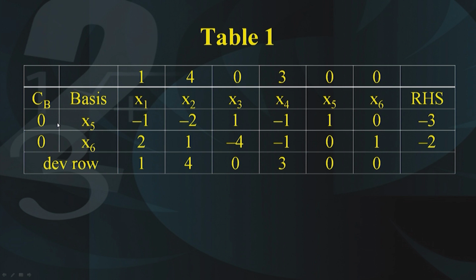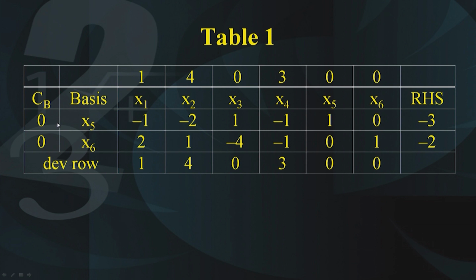So, now let us record all this information in this table. As I said, the basis is nothing but x5 and x6, and the coefficients of the objective function are 0 and 0 corresponding to x5 and x6. In the x1 column, we will write the entries minus 1 and 2. Under x2, minus 2 and 1. Under x3, 1 and minus 4. Similarly, minus 1 and 1. Under x5, 1, 0. And under x6, 0, 1. And of course, the right hand side is minus 3 and minus 2.